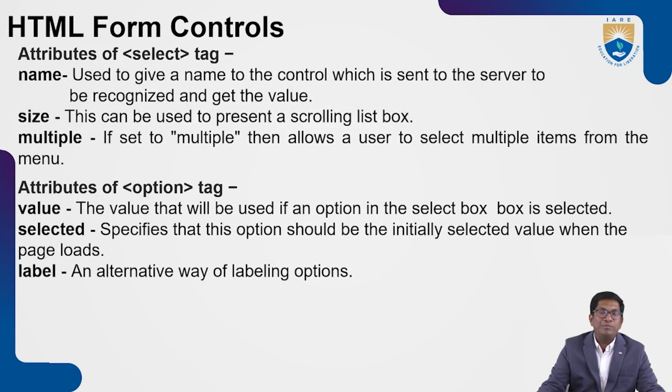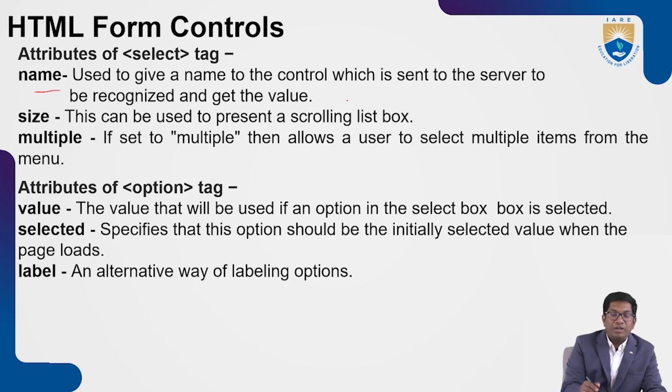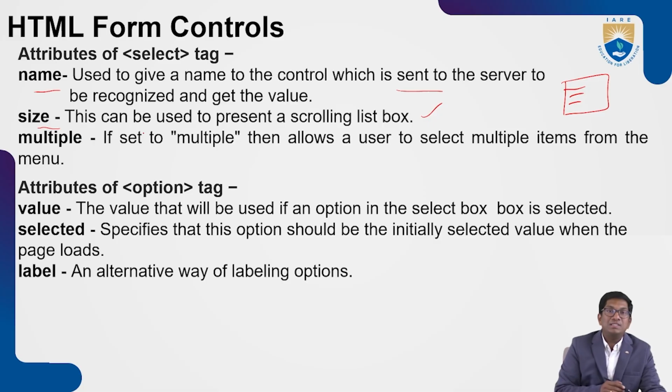So we have different attributes in this select box control. One is name, to identify this control, and size. This can be used to present a scrolling list box. How many items you have to list? 1 or 2 or 3. Then you have to specify the size, so you have to display to the user when they click on that control.